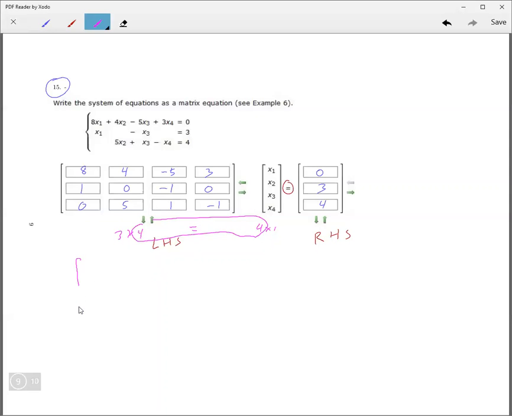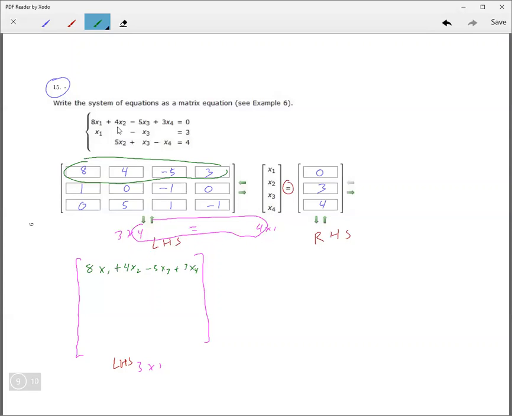And it's kind of interesting because the entries that we get, so this will be the left-hand side right here. If I multiply this matrix with this matrix, I just do it like we've been doing. You take this first row here and multiply the column. So it's going to be 8 times x1 plus 4 times x2. Minus 5 times x3. Plus 3x4. Okay, I do that with all the other ones.